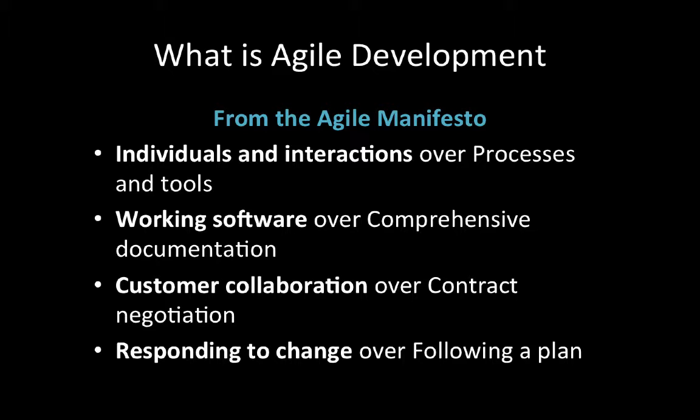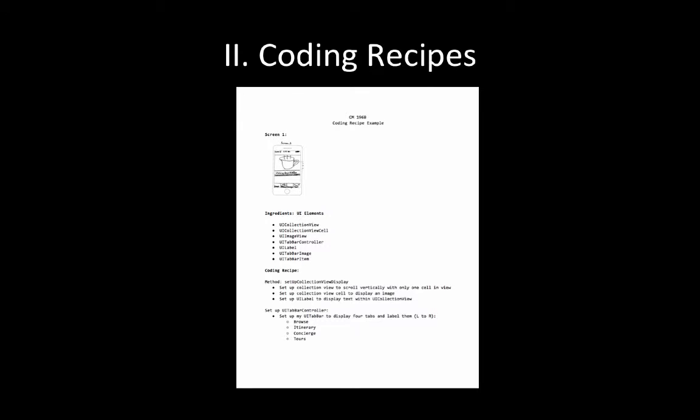Agile development values customer collaboration. So designers and developers value continuous and open communication with their clients at every stage of the product development and design. And lastly, agile development values responding to change quickly rather than waiting for permission to work on the next version or iteration of an app. So once you get feedback from your client, you're basically given the permission to change rather than follow an original plan. And then here we move to coding recipes.